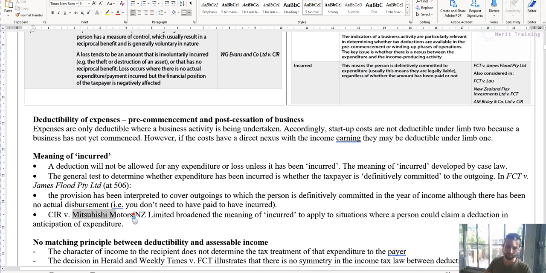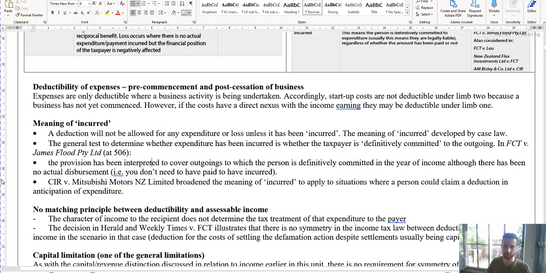Basically the background of this case is that they had a provision for warranty returns. Even though they hadn't actually had to pay any money out for the warranty returns quite yet, they said based on our experience we're expecting it, and the court allowed them that deduction because based on their experience they could relatively accurately anticipate that expenditure, therefore they had definitively incurred it per the court.